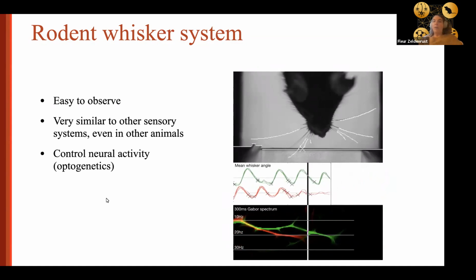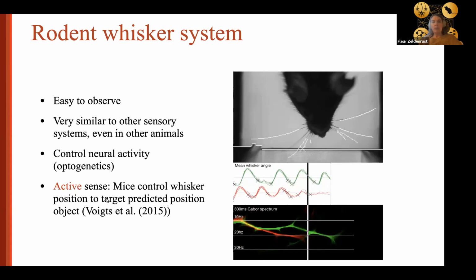And of course, if we study these kinds of systems in mice, it's a very natural sense, and we have all these tools that we can use, like optogenetics and chemogenetic mechanisms and so on, that we wouldn't be able to use, for instance, in humans. And again, it's a very active sense.